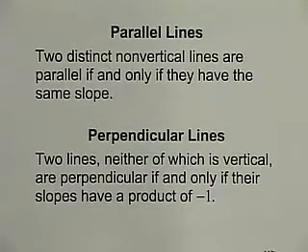Perpendicular lines. Two lines, neither of which is vertical, are perpendicular if and only if their slopes have a product of -1. Let's take a look at some examples that make use of these terms.